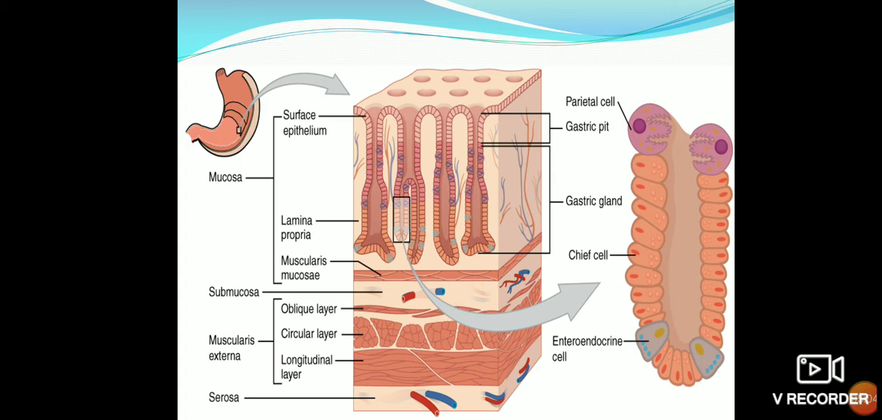This is the structure of the stomach wall. The first, innermost, is the surface epithelium. The second is the lamina propria. The third is the muscularis mucosa. These three form the mucosa. Then the submucosa, then the muscularis propria, which has three muscle layers. The innermost is the oblique layer, the middle one is the circular layer, and the outermost is the longitudinal layer. After the muscularis layer, there is the serosal layer.